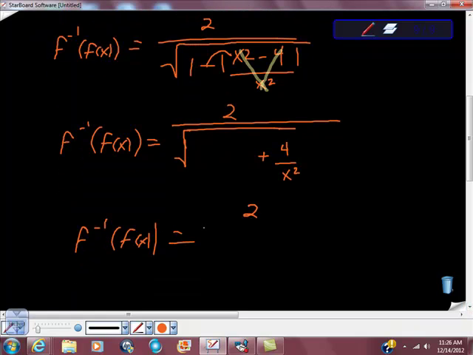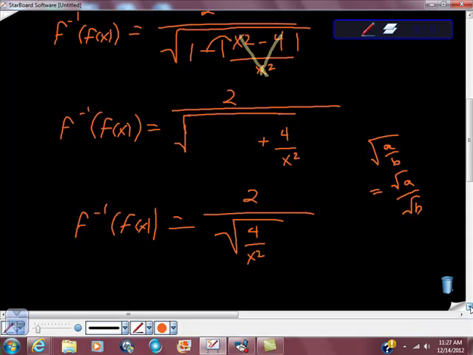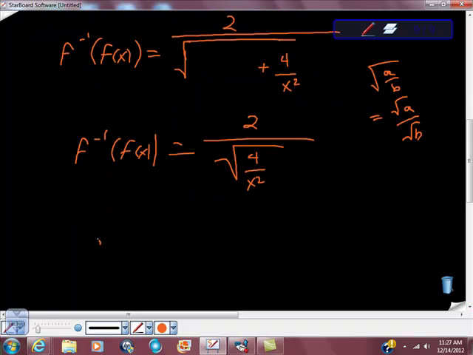The inverse of f of x is equal to 2 over the square root of 4 over x squared. Remember this little rule here: the square root of a over b is exactly the same as the square root of a over the square root of b. So I take the square root of 4, which is 2. It's our last line right here: 2. Square root of 4 is 2. Square root of x squared is x.